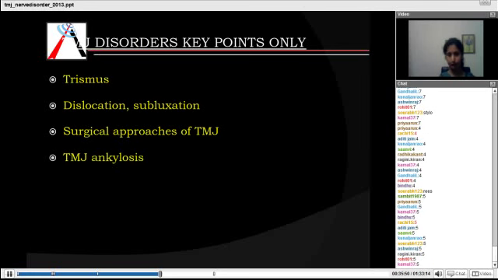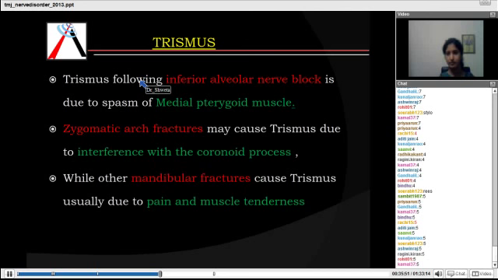TMJ disorders. We'll be talking only about the key points. Now, one of the TMJ disorders is trismus. Trismus can be caused due to a lot of factors. Trismus may occur due to an inferior alveolar nerve block. Why? Because of the spasm of the medial pterygoid muscle. Your needle must have penetrated the medial pterygoid muscle, leading to a spasm of it and leading to trismus.